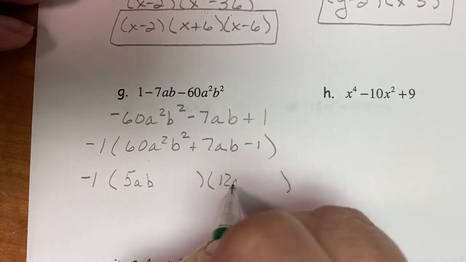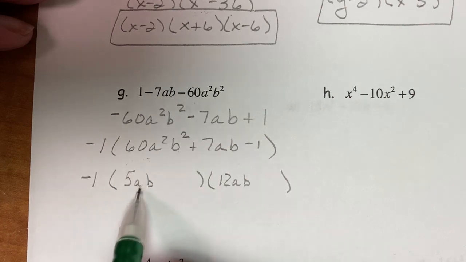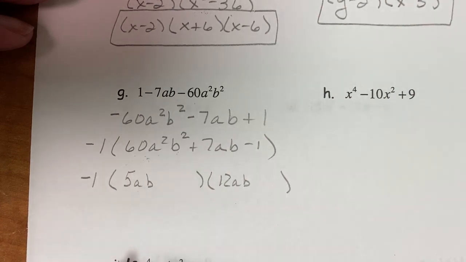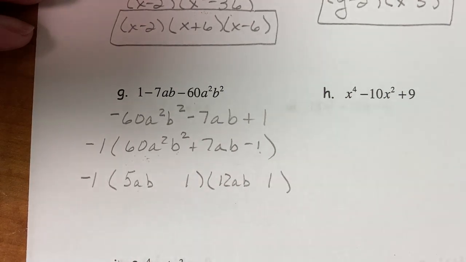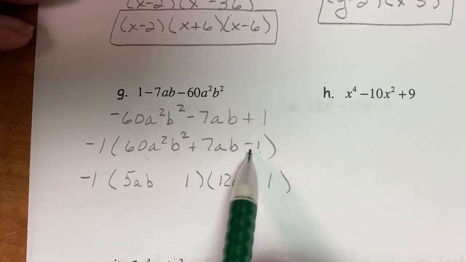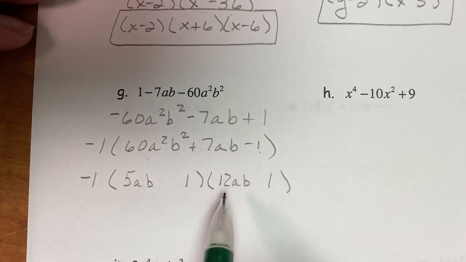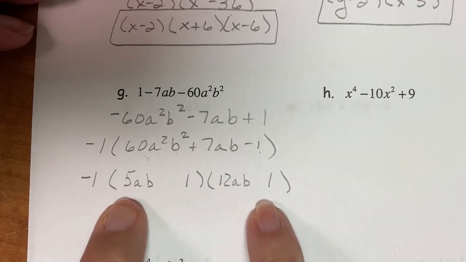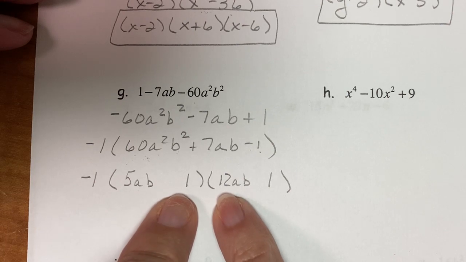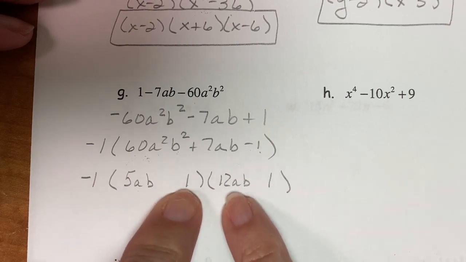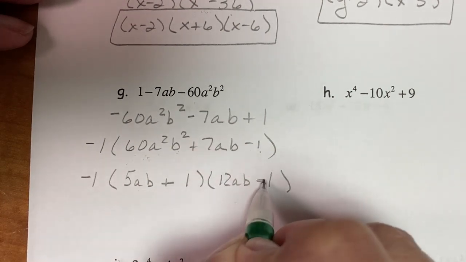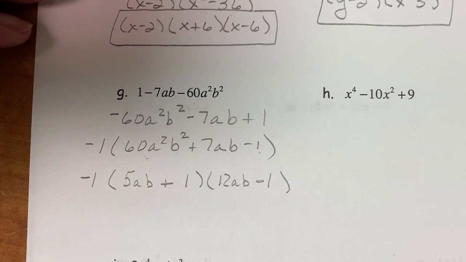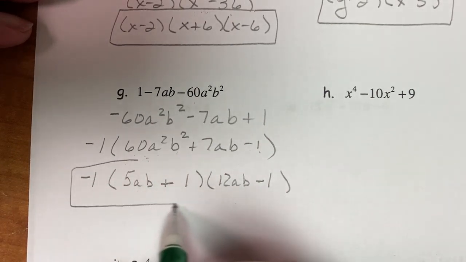5AB and 12AB. Notice I need the A and the B because it's 60A squared B squared. And then remember, the 1 is just going to split up into 1 and 1. Now I need to FOIL it back out to get a 7. Remember, if the last sign is negative, that means you're going to have 1 of each. So outside I get a 5AB, inside I get a 12AB. I can get a 7 out of there, and since I need a positive 7, it's going to be 12AB in the middle and minus 5AB on the outside. And that is now factored.